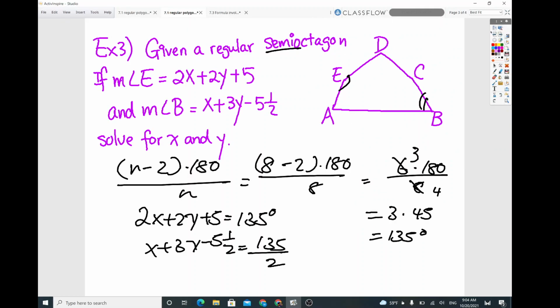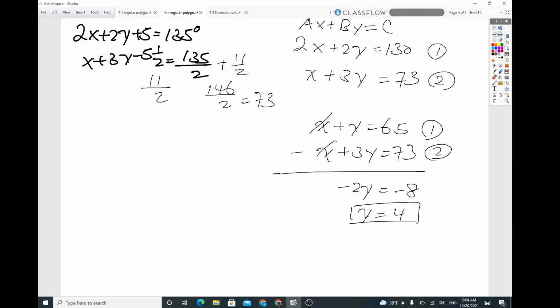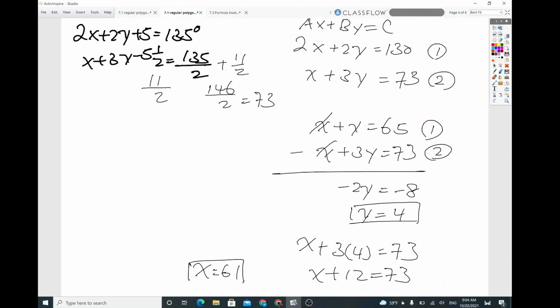Just want to double check one thing. Yeah, now solve for x by plugging the number back into the second equation. So x plus 3 times 4 equals 73. So x plus 12 equals 73. Subtract 12 from both sides, so we got x equals 61. Okay, so that solves for x and y.